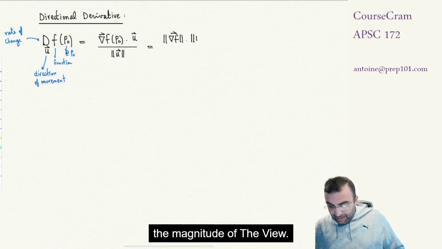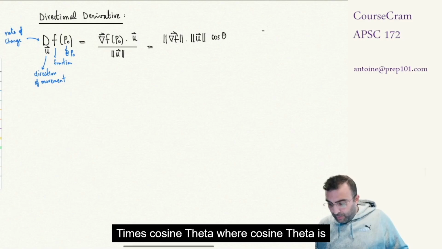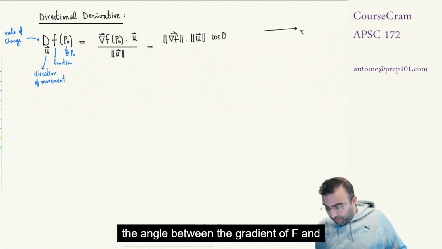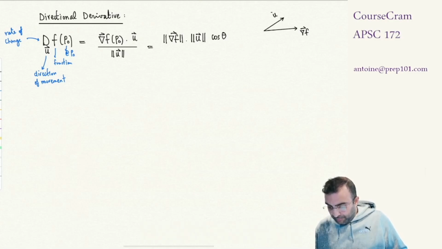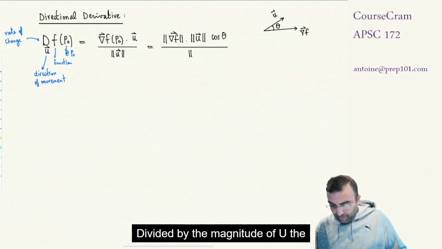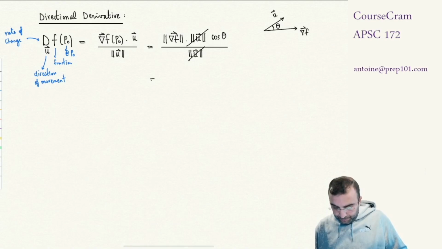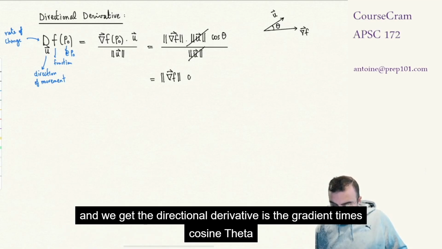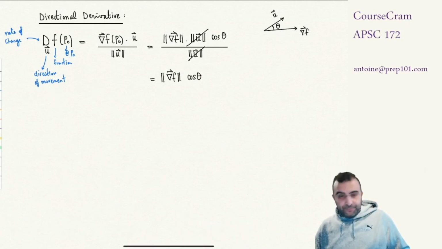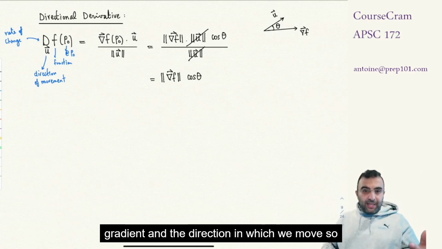Times the magnitude of u times cosine theta, where cosine theta is the angle between the gradient of f and the direction of the movement, divided by the magnitude of u, the length of u. Those cancel out, and we get that the directional derivative is the gradient times cosine theta, where theta is the angle between the gradient and the direction in which we move.